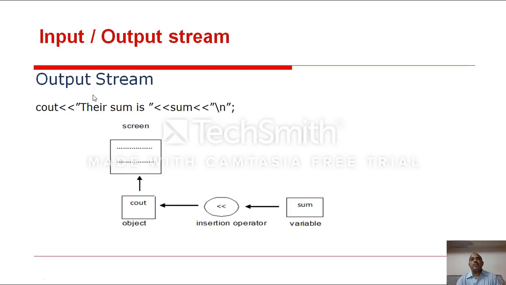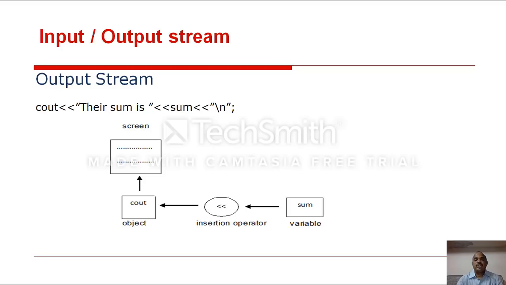Then the next one, input output streams. So here cout, double less than, that is called the insertion operator. Then display the sum, their sum is, and display the value of the sum. Then slash n is a new line character. Then there is a word endl, a new keyword that occurs in C++. That is the same as slash n, the new line character. Clear, all of you? Then this is the output stream.